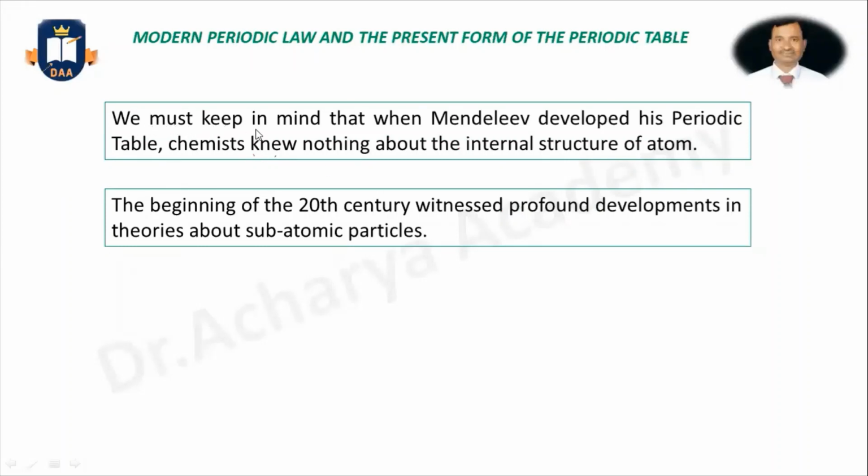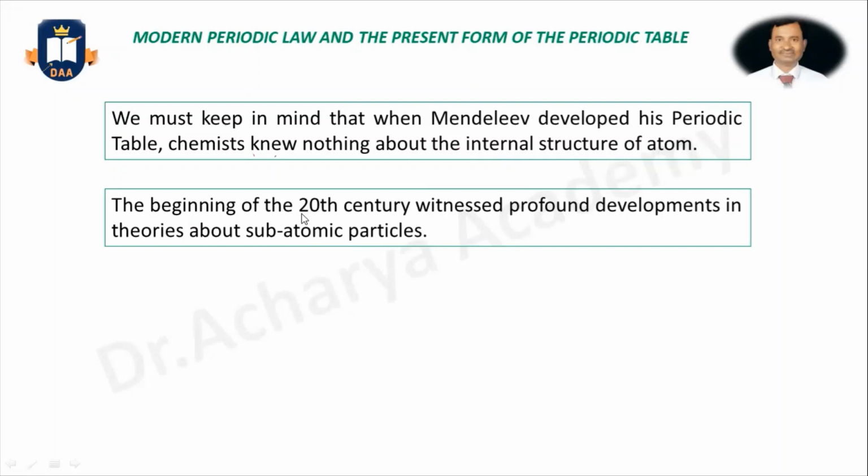We must keep in mind that when Mendeleev developed his periodic table, at that time chemists were unaware of the internal structure of the atom. The internal structure of the atom I already discussed in the previous class, but we have to remember that when Mendeleev developed his periodic table, chemists did not know anything about the internal structure of the atom.